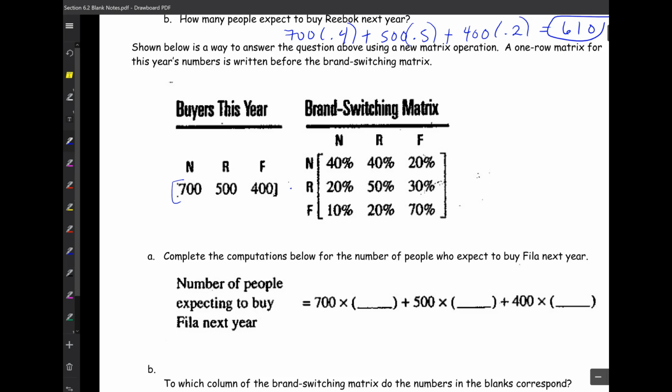So what would we multiply 700 by to determine the Fila? 0.2 plus 500 times 0.3 plus 400 times 0.7. We can figure that out on our calculator, and that would come out to be 570 people.